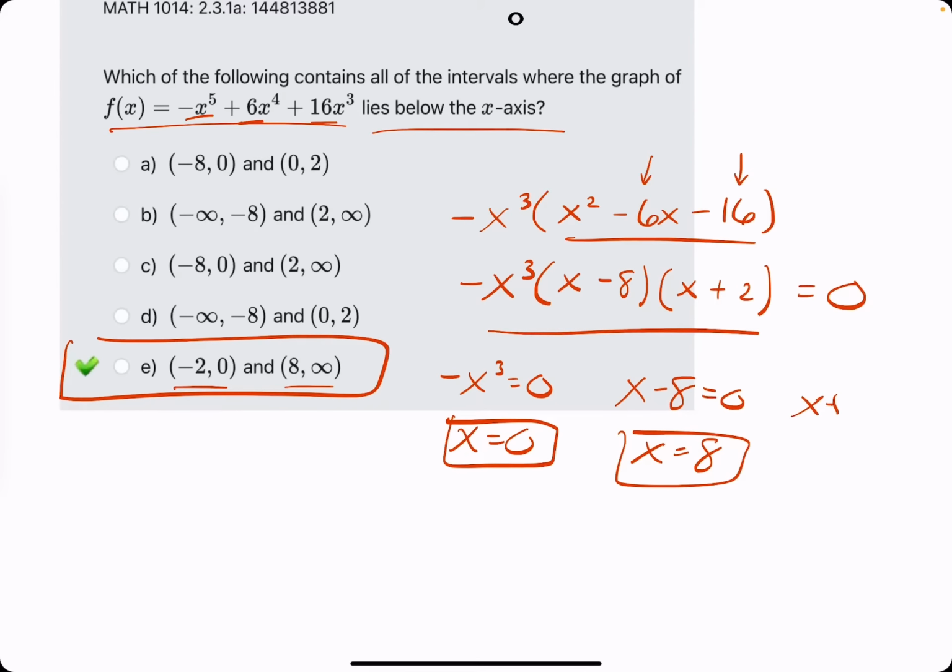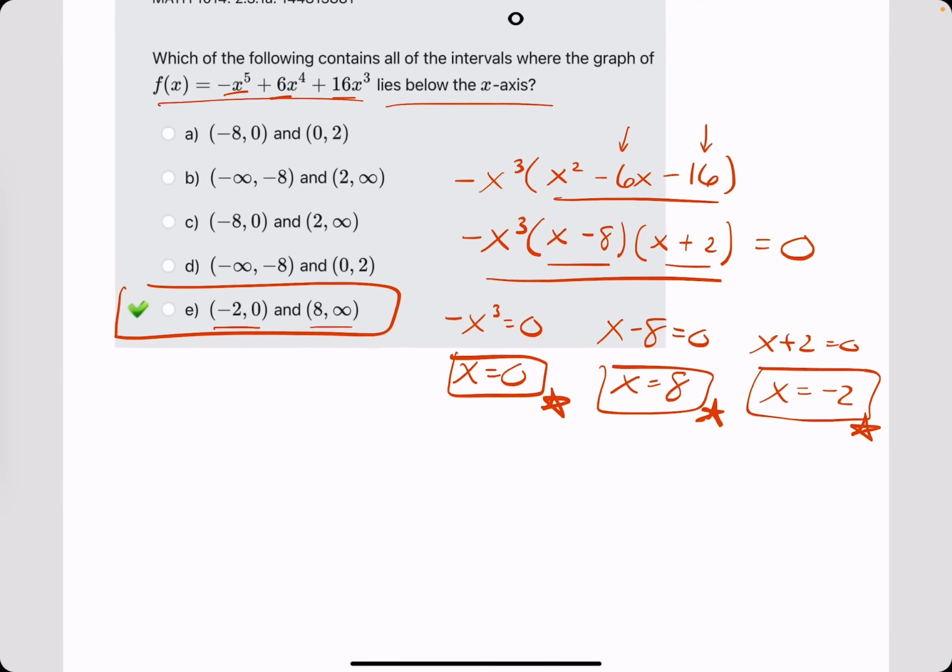And then we set the third factor equal to 0, we solve for x, and we get -2. So this is kind of the idea of, if you have x minus 8 and x plus 2, you take the opposites of them basically as your solution. So these are our 3 x-intercepts. So we're already on a roll. We saw those 3 x-intercepts on the graph.